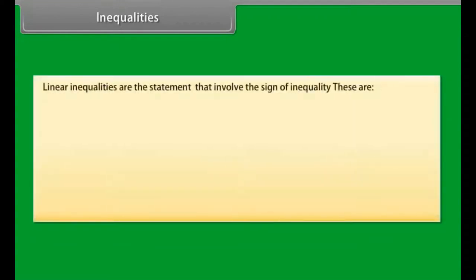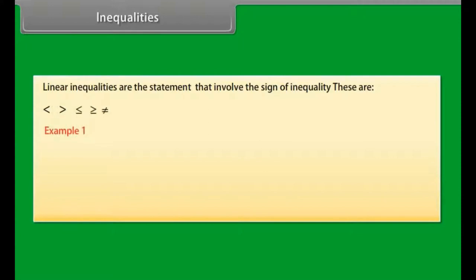Inequalities. Linear inequalities are the statements that involve the sign of inequality. These are less than, greater than, less than or equal, greater than or equal, not equal. Let's have some examples for better understanding.